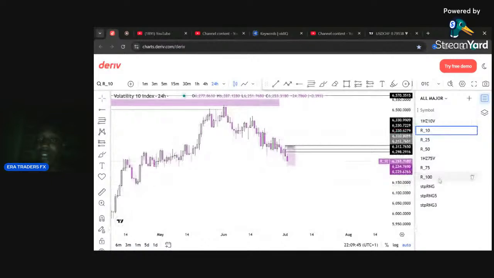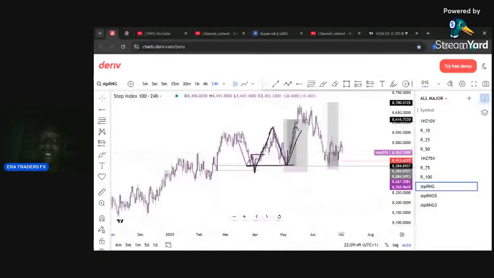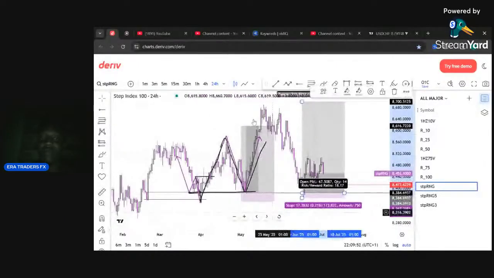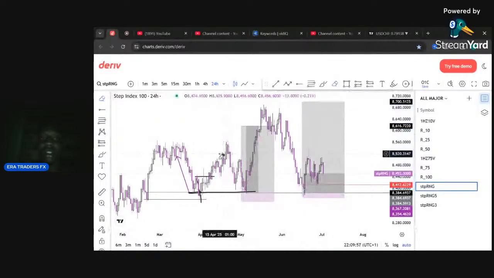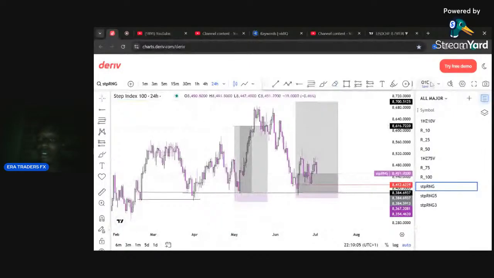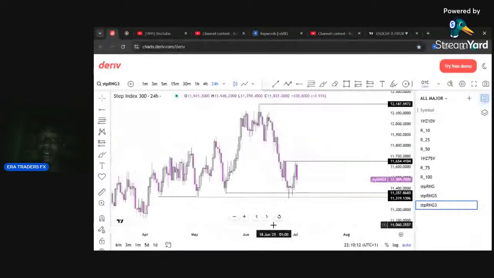So basically, Step, this one I shared it to the community. Shared it to the community. So in Step 300, it's not giving us what we want yet.